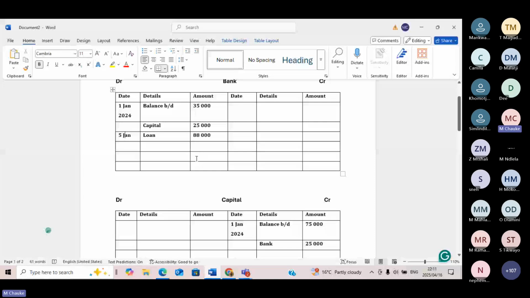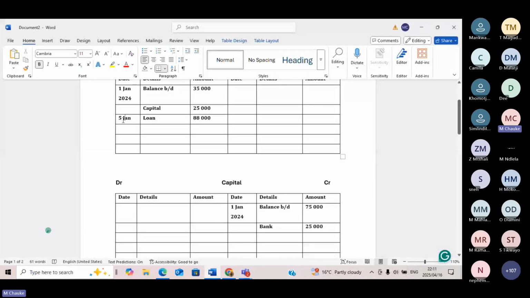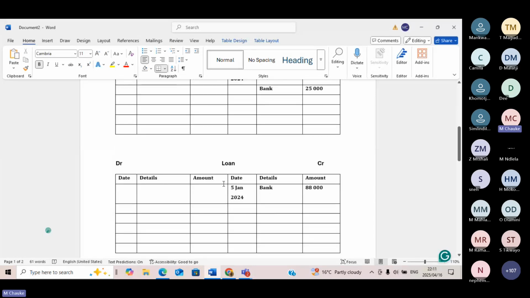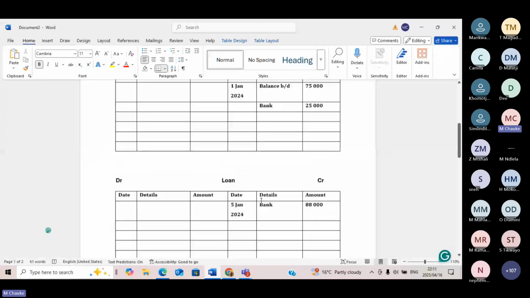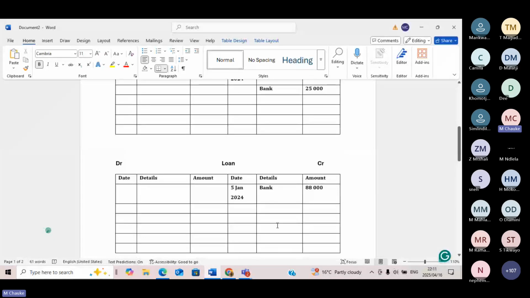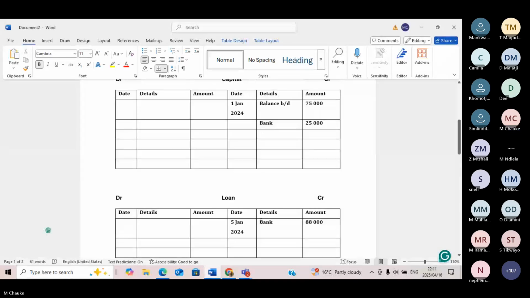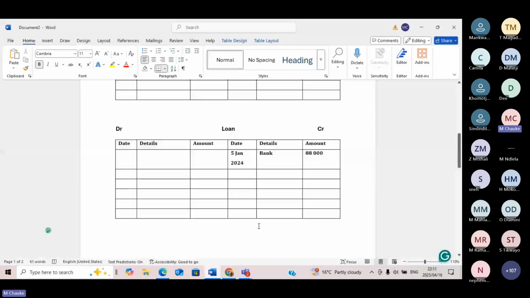And then remember, double entry system. This one, that one. Double entry system or duality principle, where every account has a debit and has a credit on the other account. I don't know if you follow. That is how you've got transaction number 2 that happened on the 5th of January. Are you guys following? Yes. Okay.